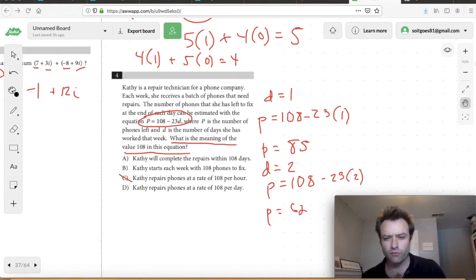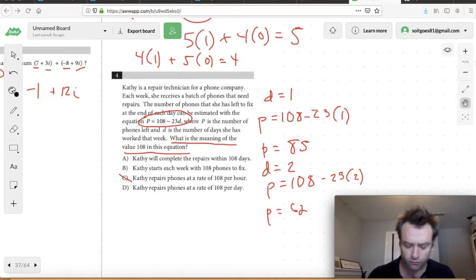So at this rate, she worked 1 day, she's got 85 phones left to fix. She's worked 2 days, she's got 62 phones left to fix. It's not going to take her 108 days to fix these phones. So I feel pretty comfortable eliminating answer choice A.